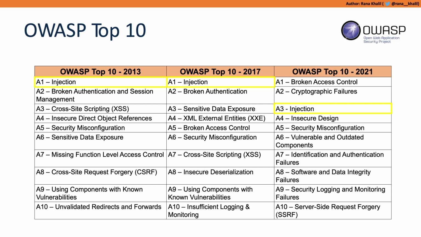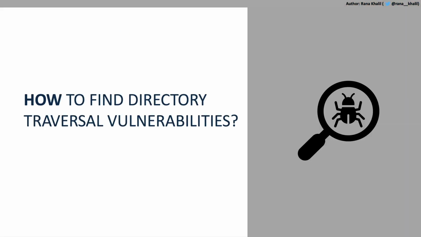Alright, in the past couple of slides, we discussed what directory traversal vulnerabilities are, their impact, and how common and critical these types of vulnerabilities can be. In this section, we'll discuss how to find directory traversal vulnerabilities. So imagine you've been given an application and asked to test it. How would you go about testing this application to see that it's vulnerable?